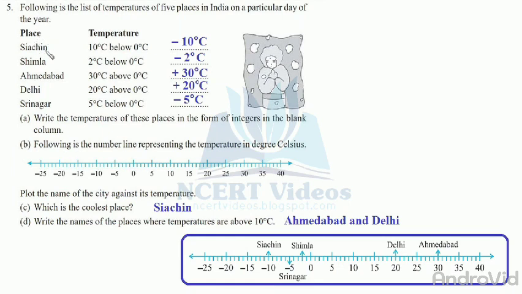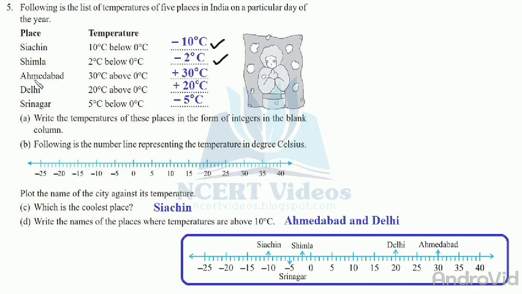So you can see here that Siachen is at 10 degrees below 0 degrees. Below 0 degrees means towards left of 0 degrees. That means we will locate it with a negative sign. So therefore we have written it as negative 10 degrees Celsius. Now Shimla is again below 0 degrees Celsius, that means again negative 2 because it falls towards the left side of 0 degrees.